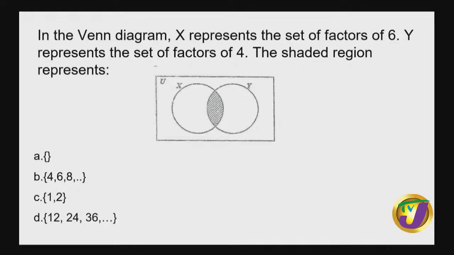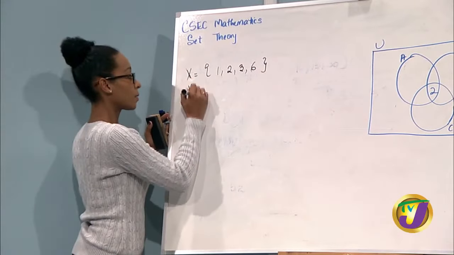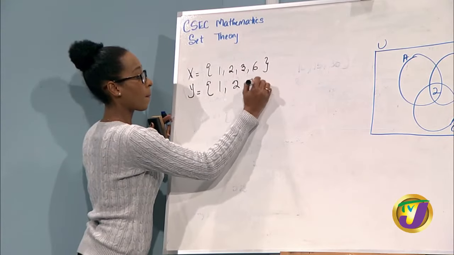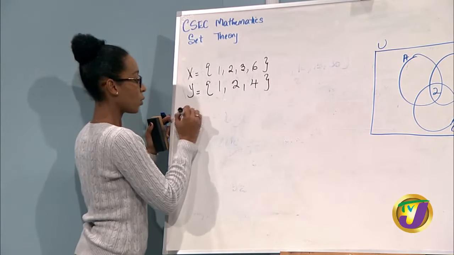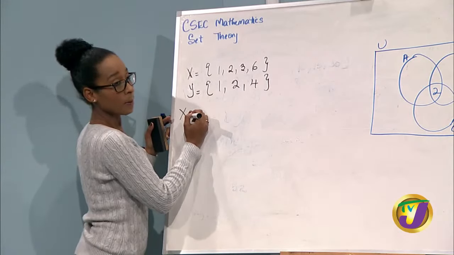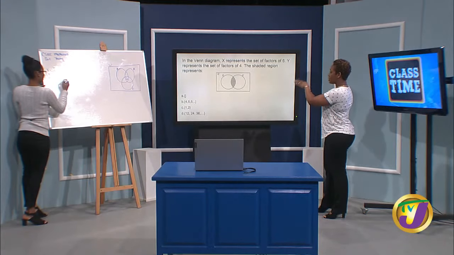I'm going to have to look at all the elements in X and all the elements in Y. So tell me, what are the elements in X? X represents the factors of 6, so that would be 1, 2, 3, and 6. Elements of Y would be factors of 4. That would be 1, 2, and 4. And what were we asked to find again? The members in that shaded section. What does the shaded region mean? The intersection. So it's X intersect Y.